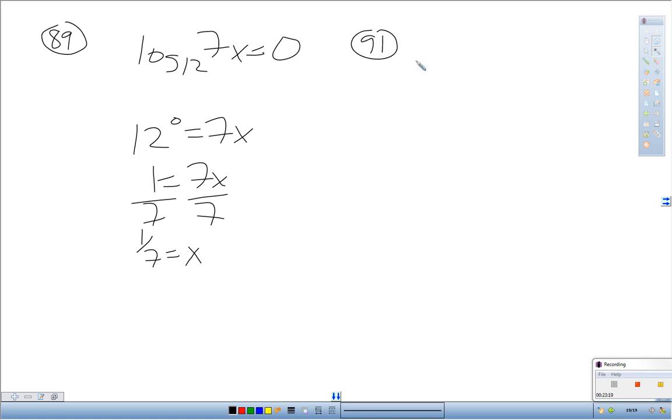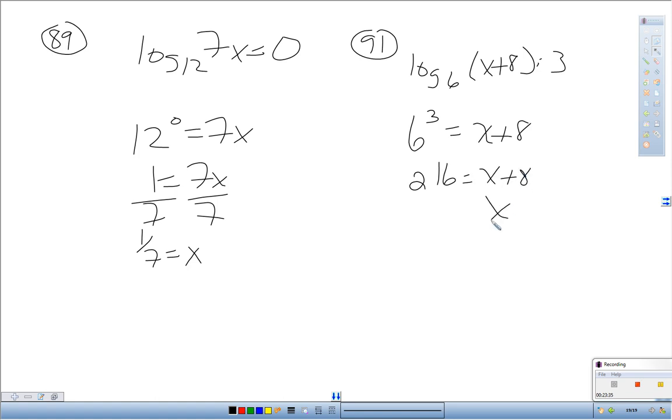For 91, I have log base 6 of x plus 8 is equal to 3. Log equals number, so rewrite it. 6 to the 3rd equals x plus 8. 6 to the 3rd is 216, equals x plus 8. I'm going to subtract 8, and that's going to give me my answer of 208 for number 91.